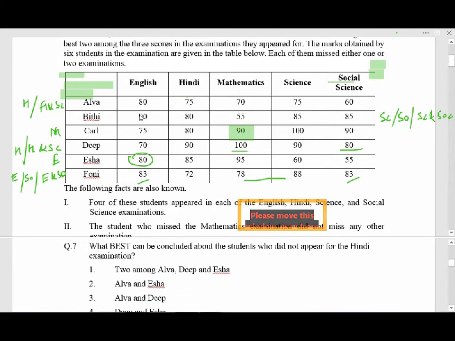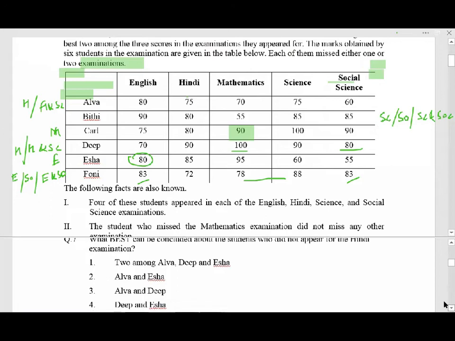What is the best can be concluded among the students? The best can be concluded among the students who did not appear for Hindi. Who did not appear for Hindi? Alva or Deep? Alva or Deep? Option 3.